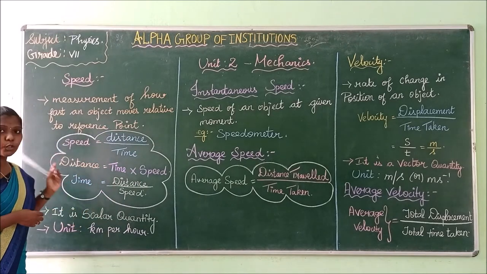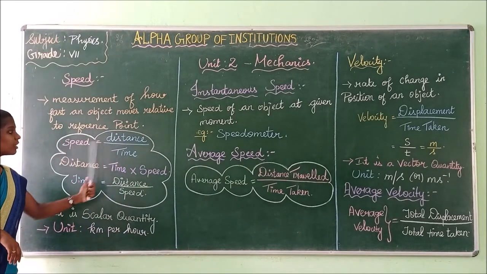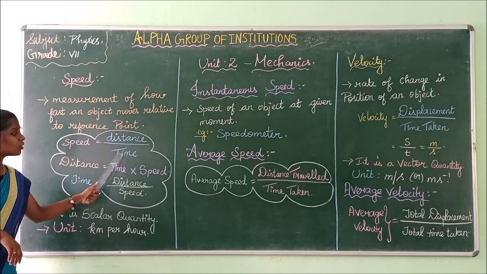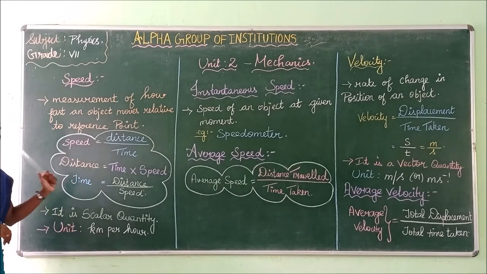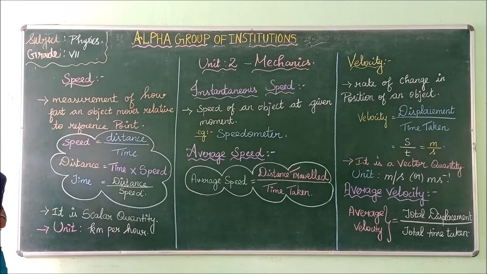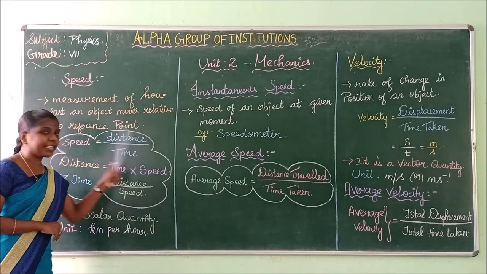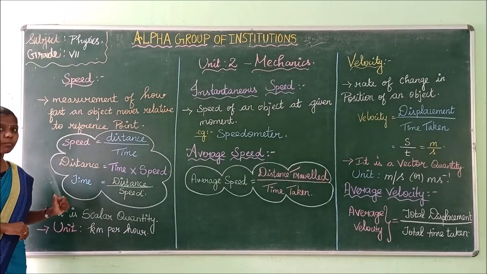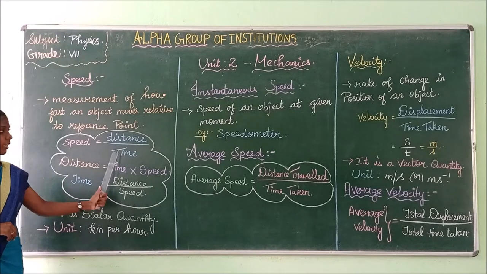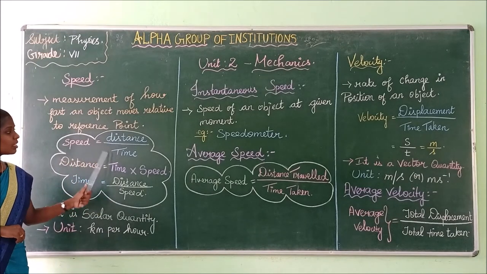The formula to calculate speed is distance by time. Speed is change in distance by change in time. What is the unit of distance? The unit of distance is meter. What is the unit of time? The unit of time is second.